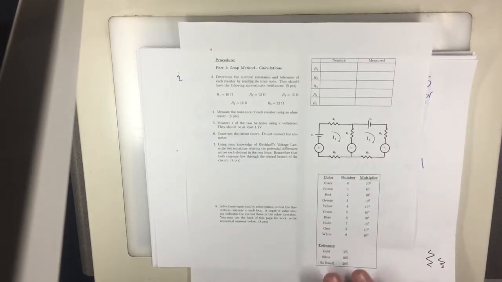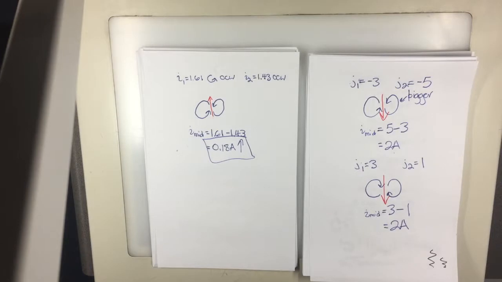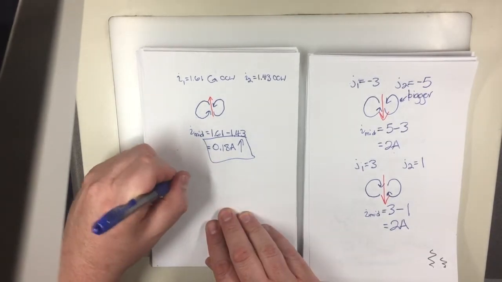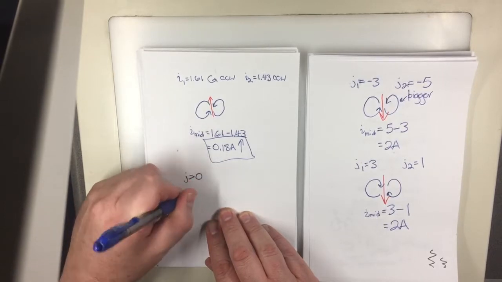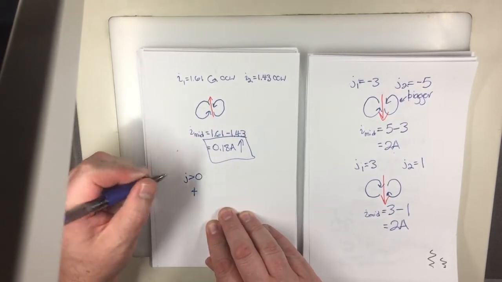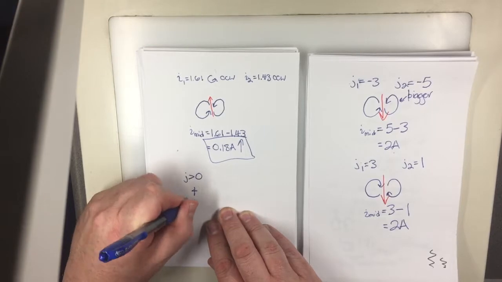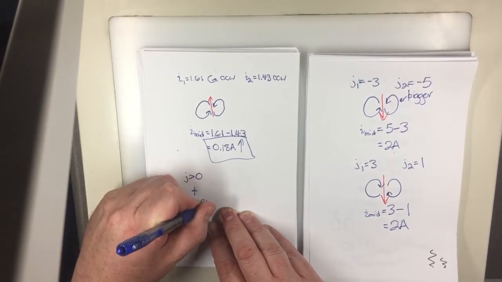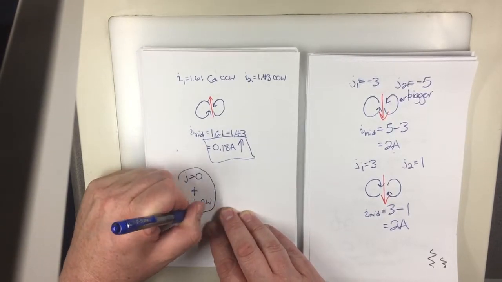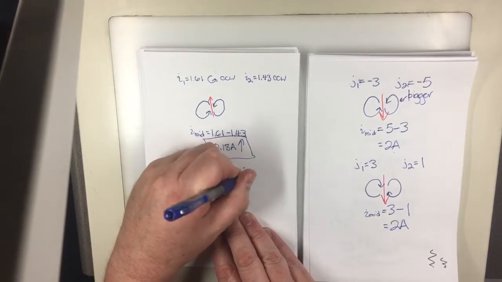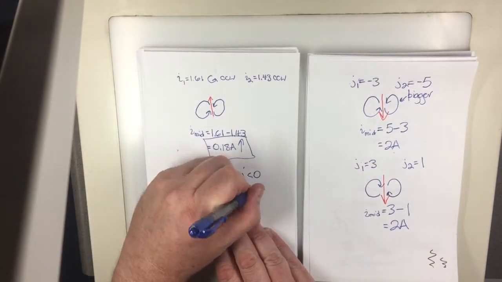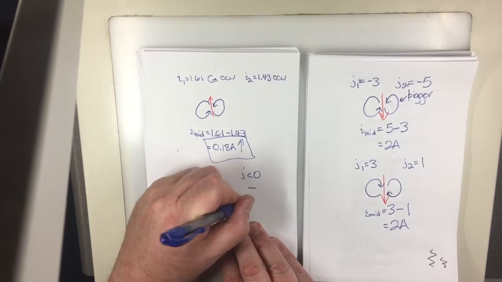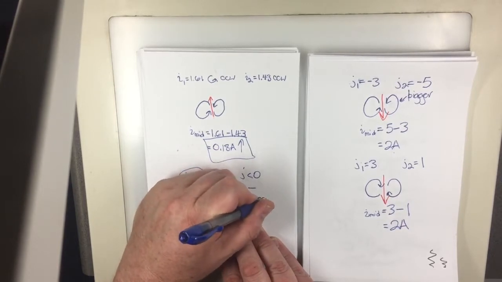Yes? So how do you know if it's counterclockwise or clockwise? If J is greater than 0, or positive, I is clockwise. If J is less than 0, or negative, I is counterclockwise.